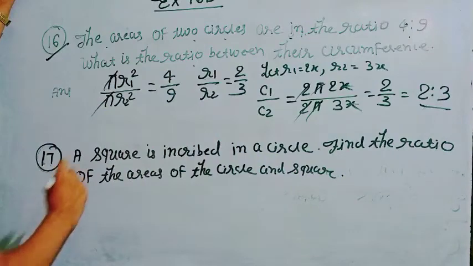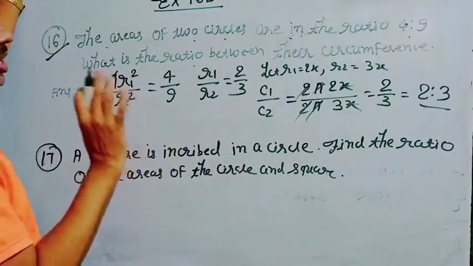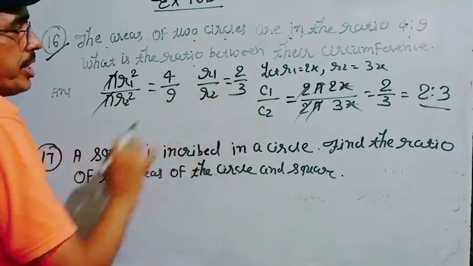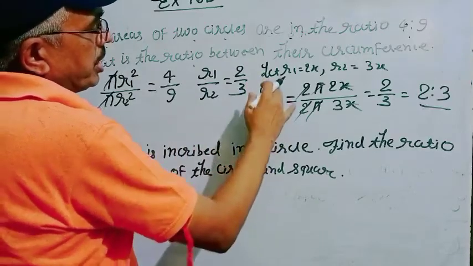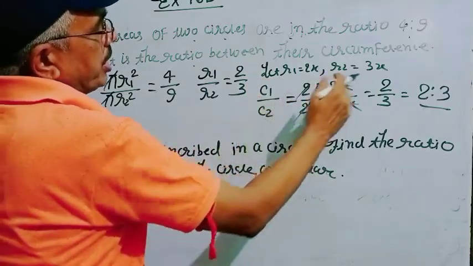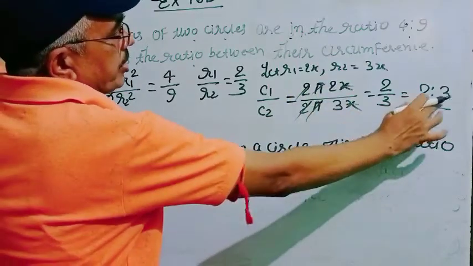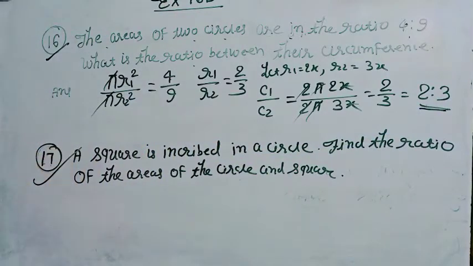So dear student, if the areas are given 4:9, then first we find what is the ratio of their radii, and the ratio between the radii is 2 by 3. Then after that, what is the ratio of their circumferences? The circumference is 2 pi radius and 2 pi radius, cancel it, then you get the ratio 2:3. Now the next question is 17.